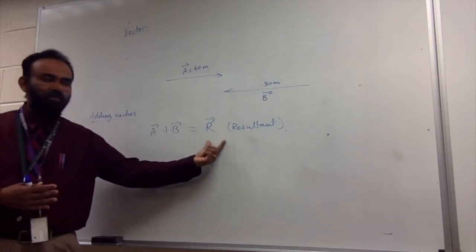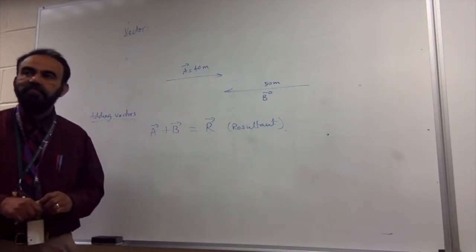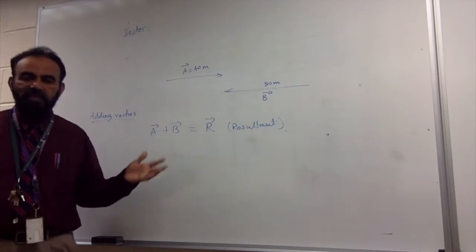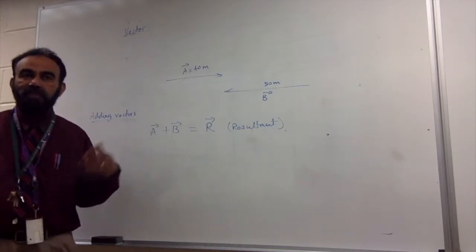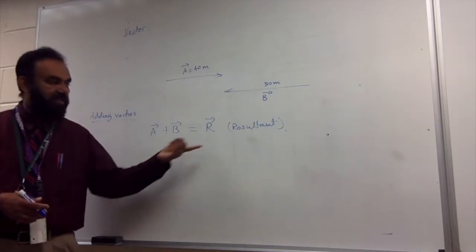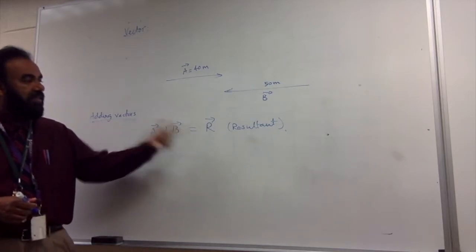So it's no big deal about resultant. Don't be burdened about this word. It is just the end result. The resultant is, after you combine them, after you add them, after you subtract them, what do you get as the end result? That's what it is. Now, how do you get this done?